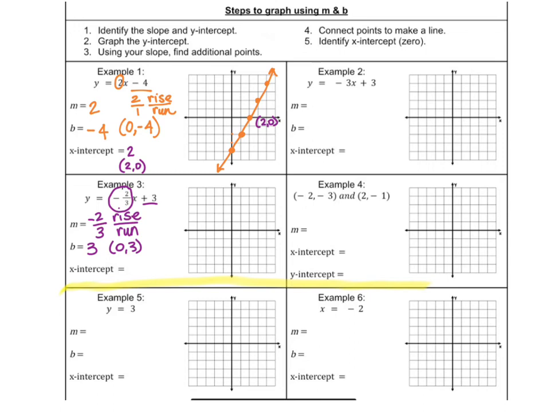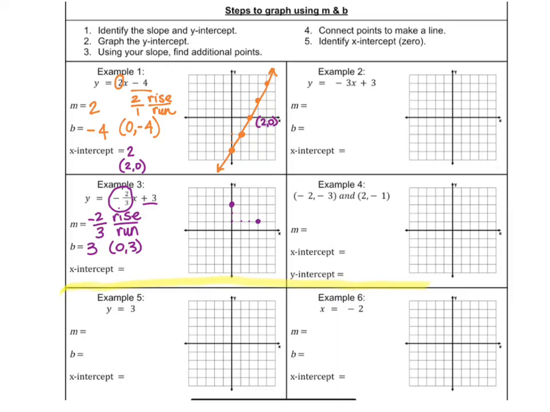So now, first step, graph the y-intercept, and then use my slope to find additional points. So (0, 3) is my y-intercept. Now I can do my rise over run, which is -2/3. So I'm going to go for my point, and since it says -2, I'm going to go down 2, and then I'm going to go to the right 3.